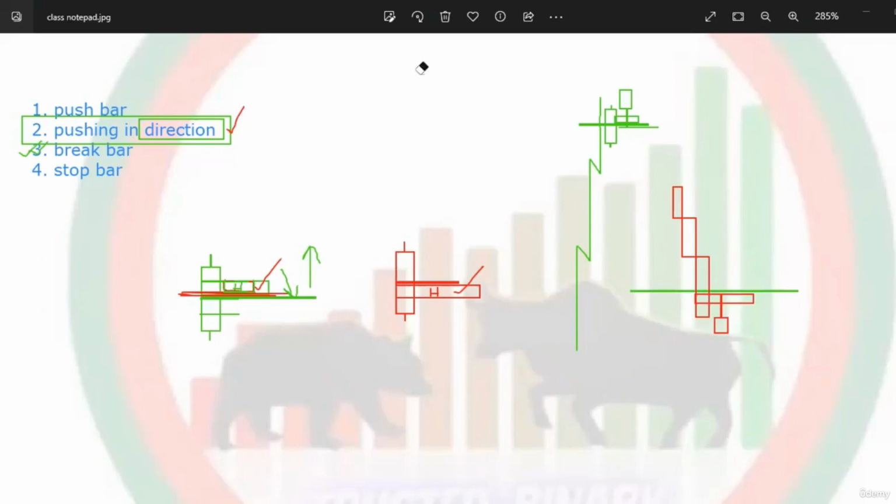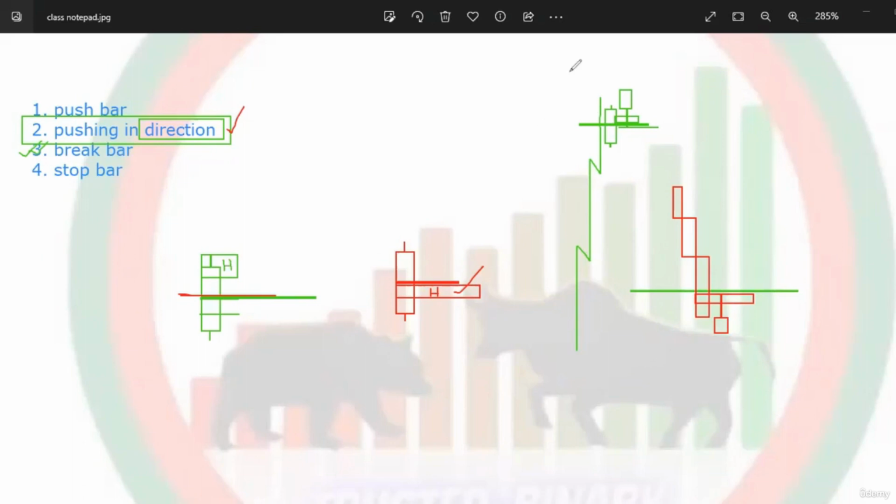One by one, we will learn everything. Okay, so the stop bar. A stop bar is a bar where we see the volume is high from here to here, at the closing point, the upper part, or at the wicks part. If volume is high, then we can take this one as a stop bar.